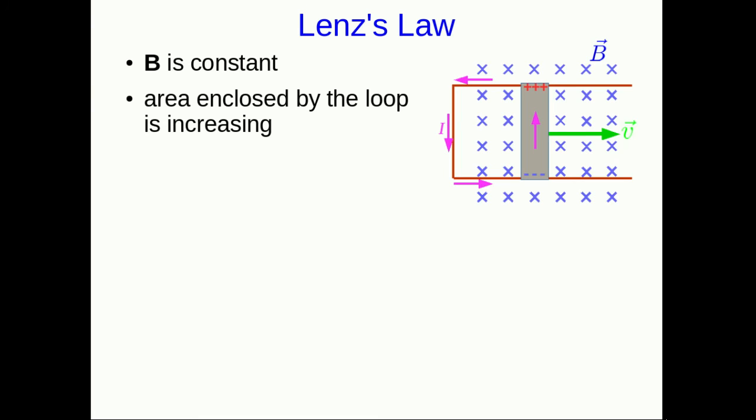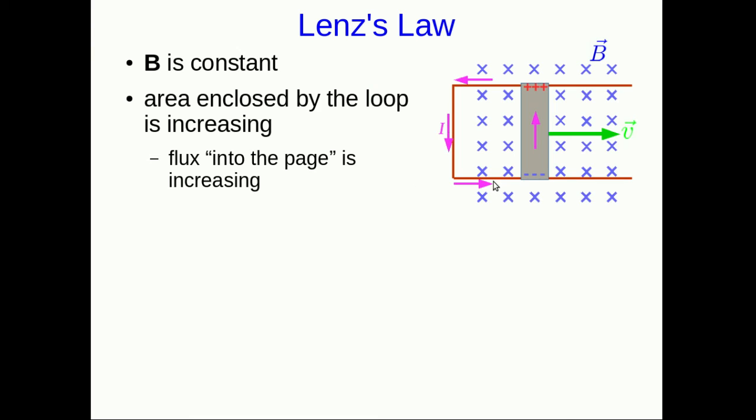Let's compare the situation we just saw, where we were changing the B field inside a coil and seeing that it caused an induced current, with the situation we saw in the last lecture with a moving rod having a motional EMF and that driving a current. So in this case, the B field is constant. What's changing now is the area enclosed by the loop. This area enclosed by the loop, as the rod moves this way, is increasing. And so that means, although the B field itself isn't changing, the magnetic flux is increasing.